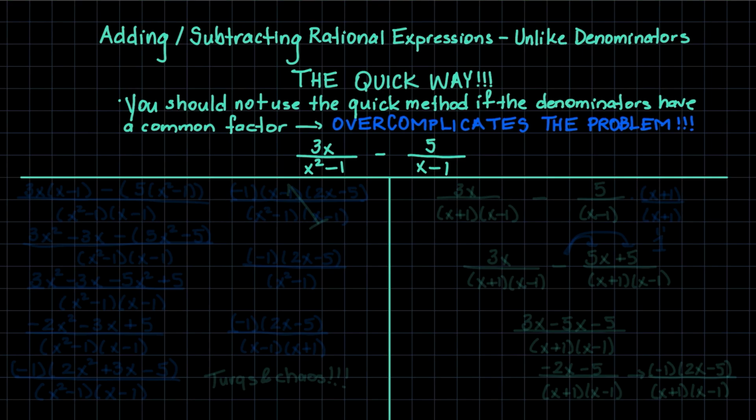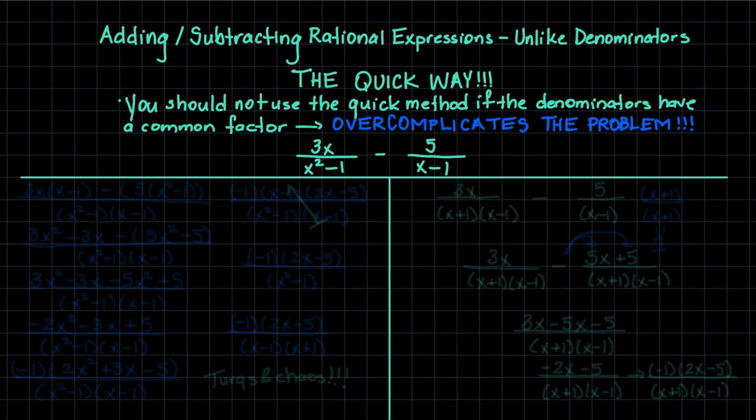You should not use the quick method if the denominators have a common factor, because you're going to overcomplicate the problem. So I'm going to simplify this problem two different ways. I'm going to show you how the quick way actually becomes the long way if you don't notice the common factor between the two denominators.